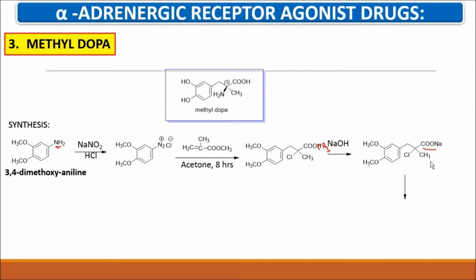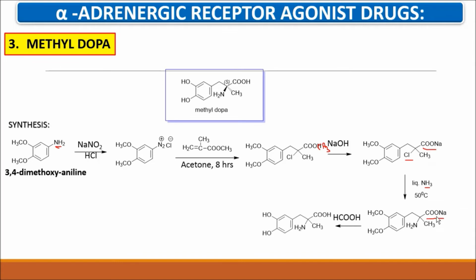Now it is reacted with liquid ammonia at 50 degrees centigrade. So chlorine is replaced by the amino group, with the loss of HCl. Now this is treated with formic acid. Formic acid converts COONa to COOH and OCH3 to OH group. So friends, this is the compound methyl dopa.